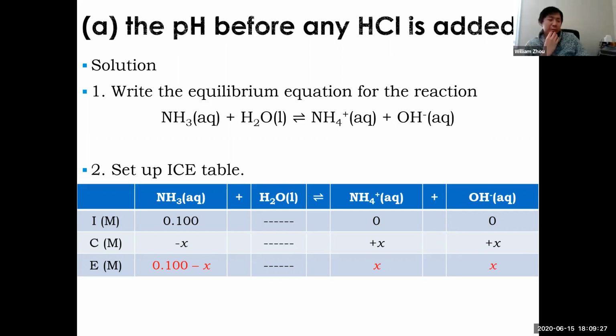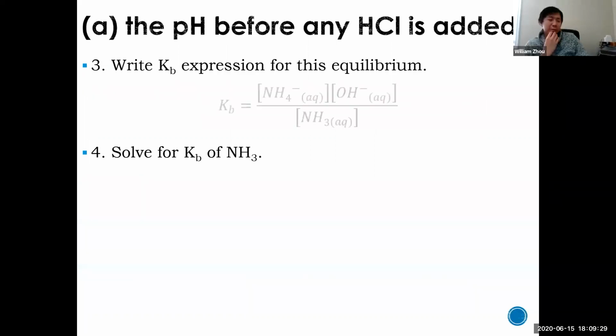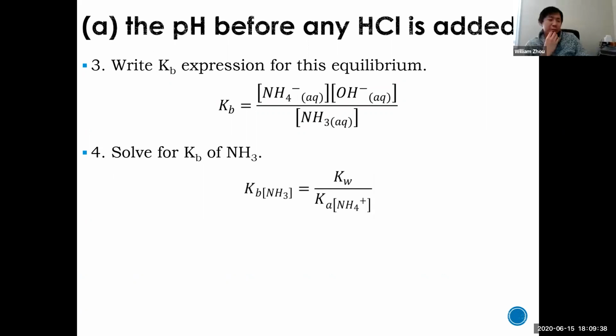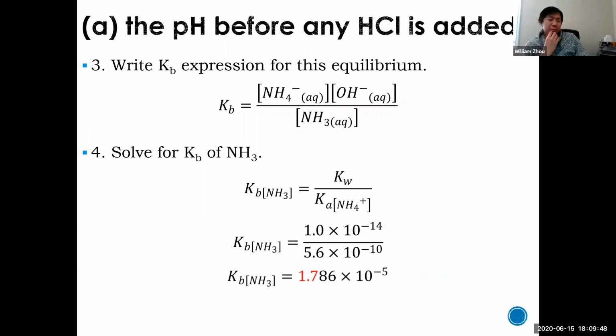The Kb of NH3 is not given, so you need the Kb. How do you calculate the Kb? Well, you need the Ka of NH4. You have to use Kw for that. The Ka of NH4 can be found on the table, and Kw is just a constant. If you plug this in, you should be able to get the Kb of NH3, which is 1.786 times 10 to the negative 5.